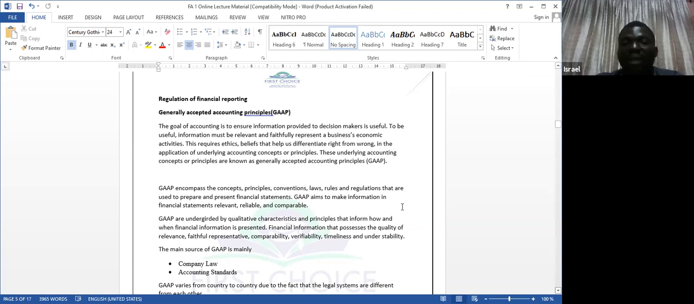The major reason why GAAP tries as much as possible to provide what we call general purpose financial statements is that anybody can pick it up and use it, and also to make sure that the financial statement is reliable, is relevant, and can be compared to the previous year or to another company of a similar or the same function.